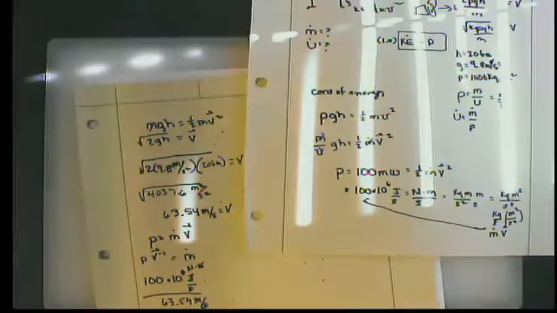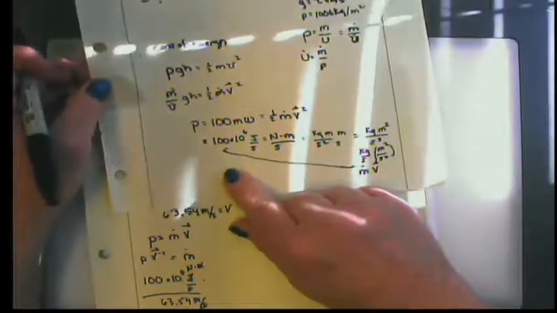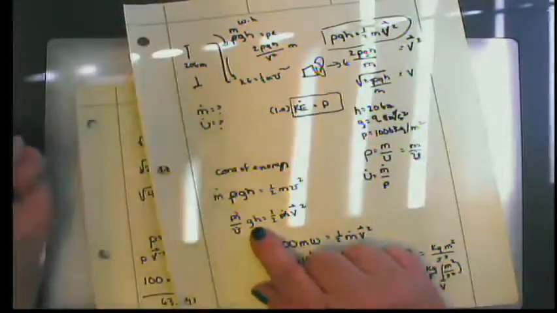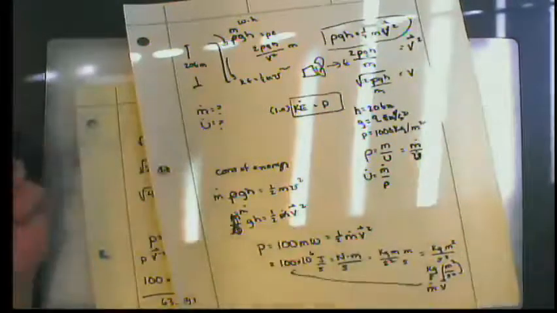If I do that, 100 divided by 63.54, I get 1.57 newtons. Okay, that doesn't make any sense. So let's go back and take a look at what I did wrong here. This should just be m dot gh. See, it's haunting me again. So there's none of that going on. So m dot gh is equal to that.